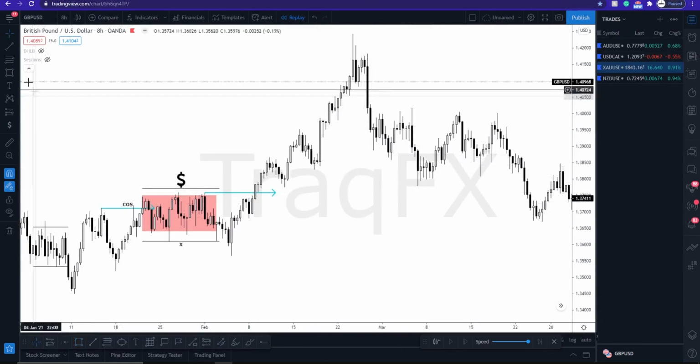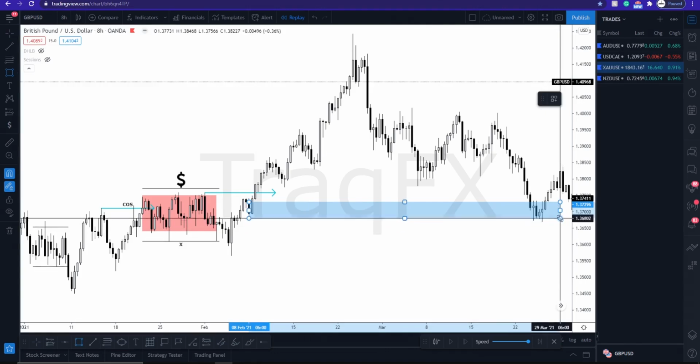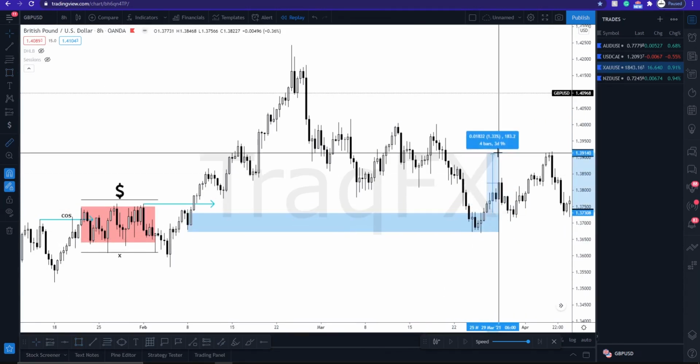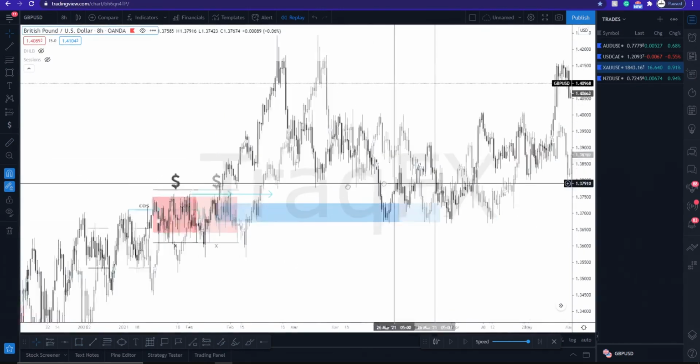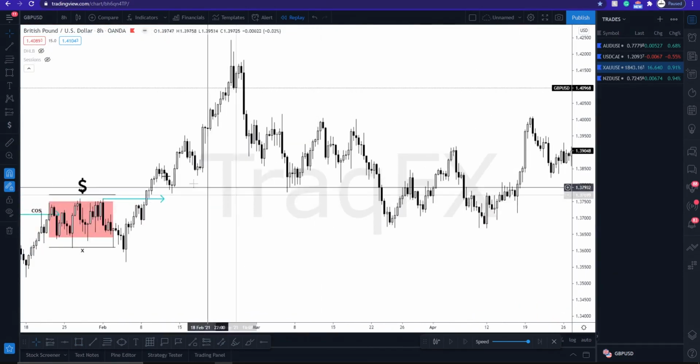So for example, right here, we have an area of interest, and the market reacts off of it pretty nice and gives you a small, like 183 pip move. Or sorry, it gave you more than that. Yeah, so that was a bad example. Let me use this one over here.